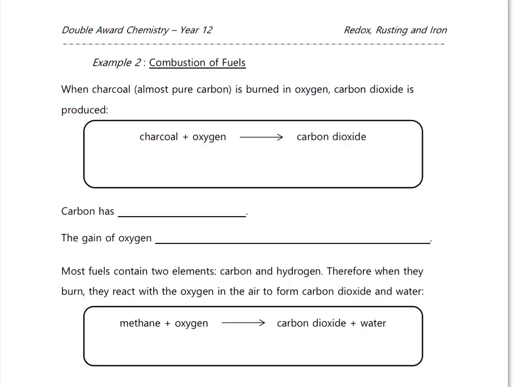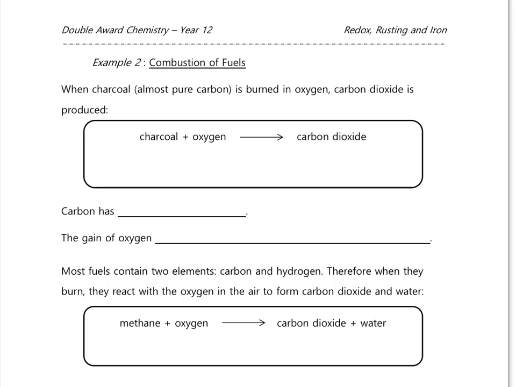The second example we're going to look at is the combustion of fuels. Combustion of fuels are always oxidation reactions. Remember that we're just looking at oxidation reactions here. So for example, if we were to burn charcoal, charcoal is almost pure carbon, and when we burn it, it reacts with the oxygen in the air to form carbon dioxide.